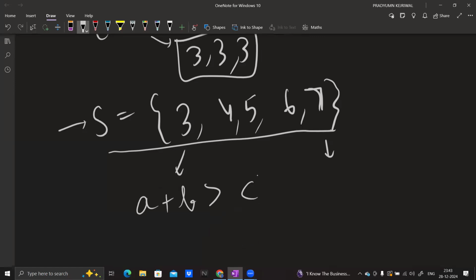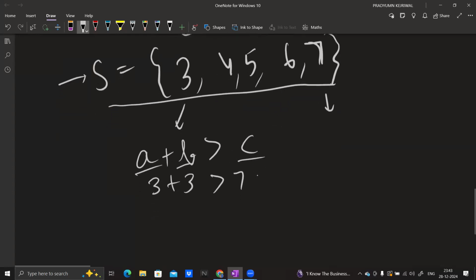Basically I have to try and not satisfy this, so I will take a and b as the minimum and c as the maximum, so that maybe it will not satisfy. So if I take 3 and 3, it will not satisfy this inequality, right? So that's why it is not stable.